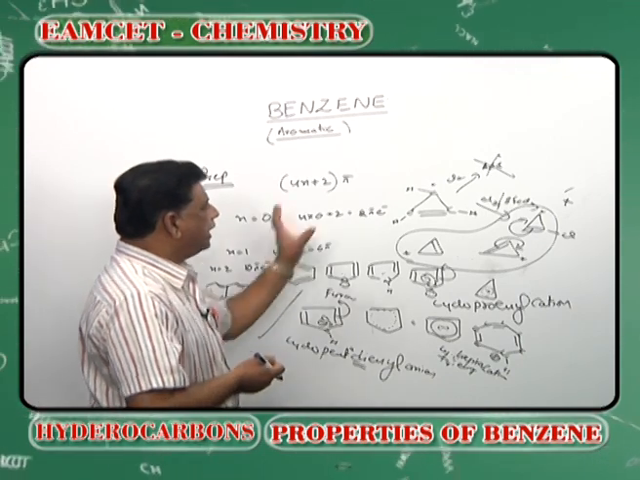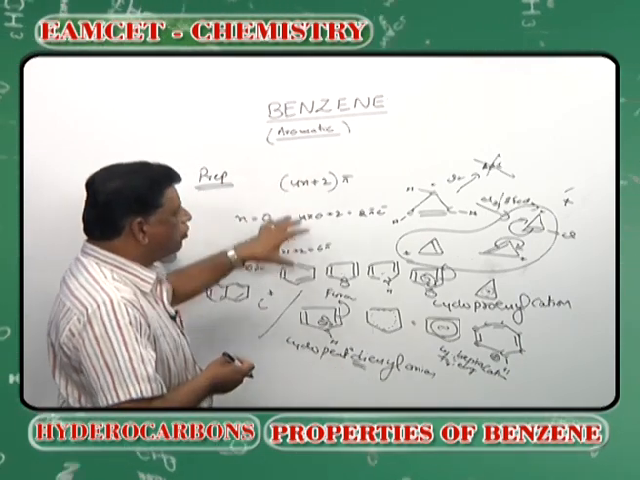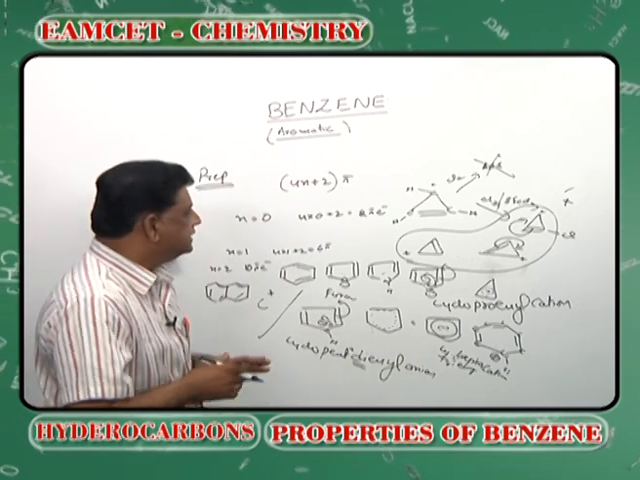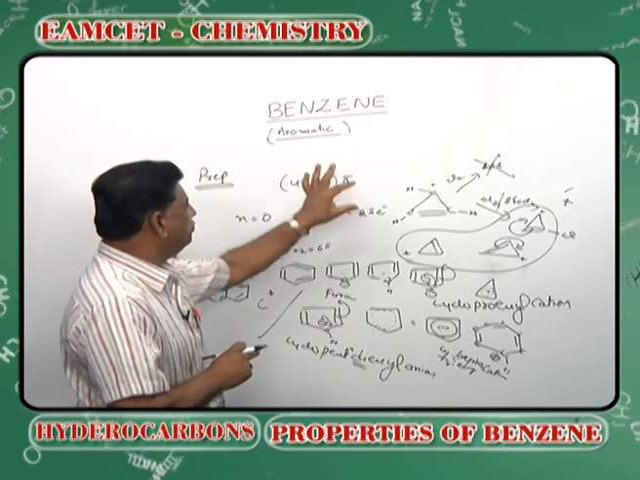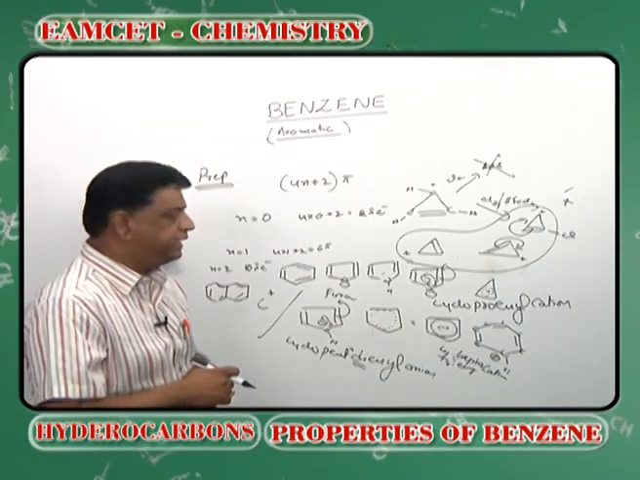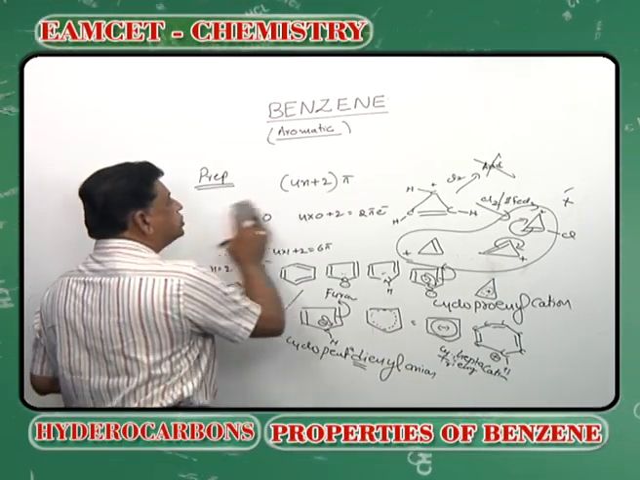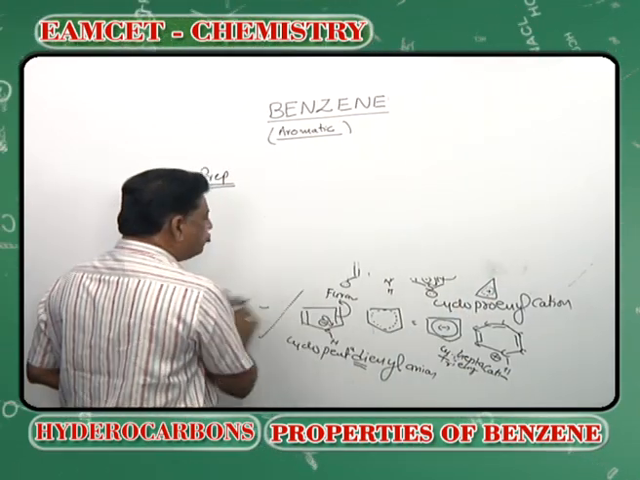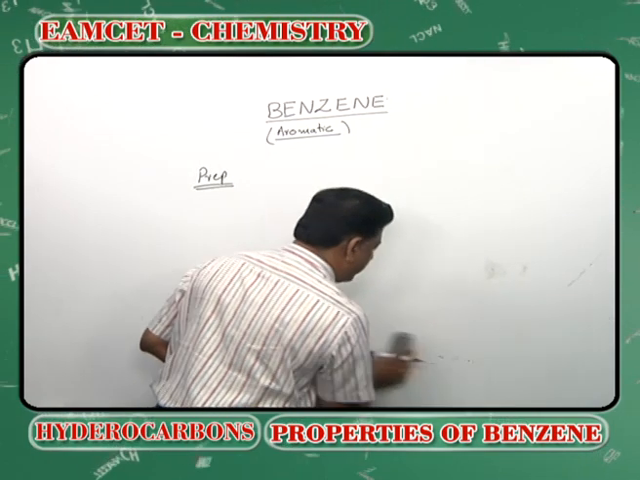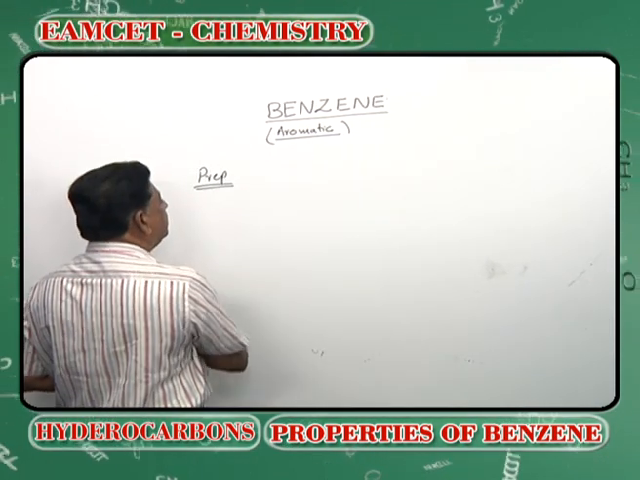But as per Huckel's rule, if all these 4 points are fulfilled - cyclic, conjugated, planarity, with a set number of electrons, that is a 4n plus 2 system - it is going to show extraordinary stability. That's called aromatic nature. Now let's go to the classical properties of this benzene.